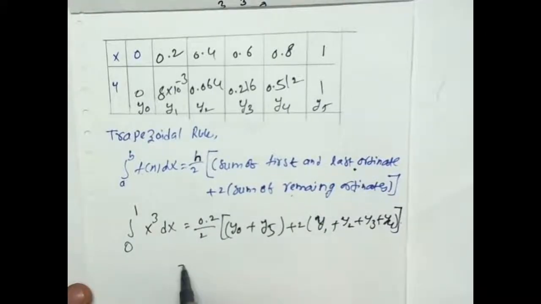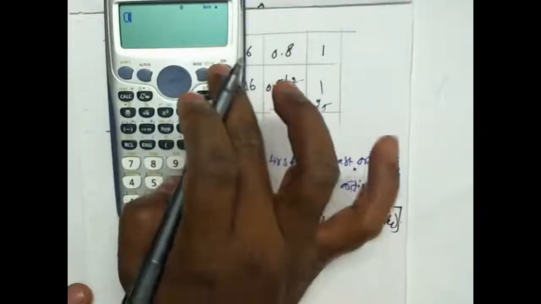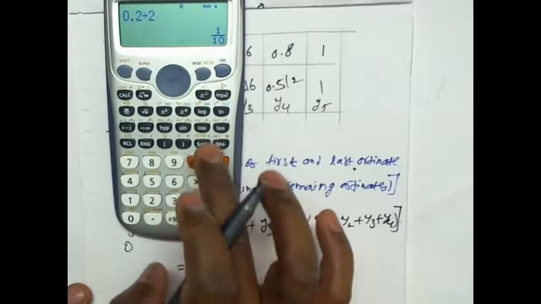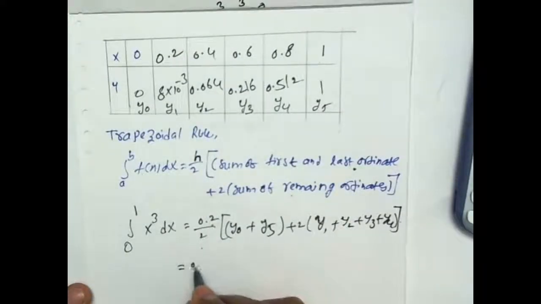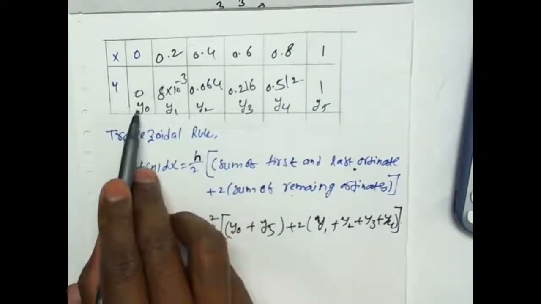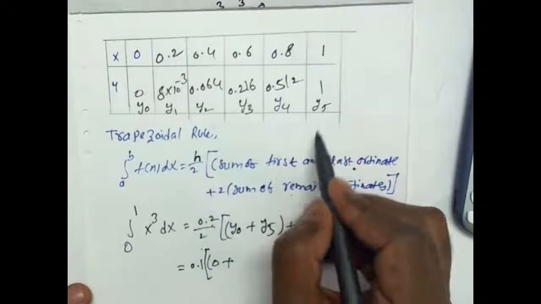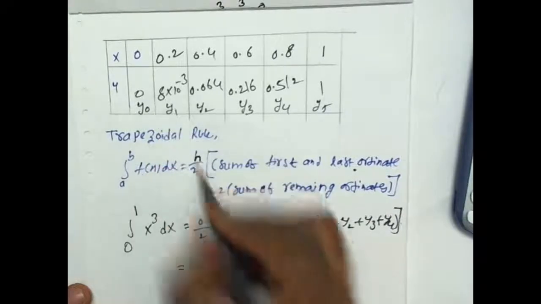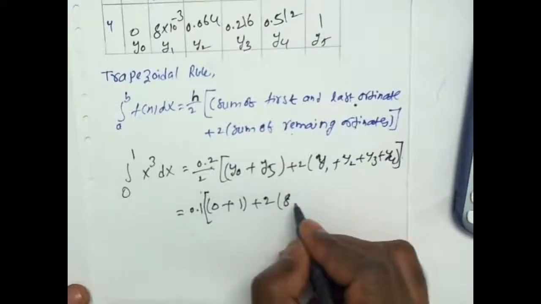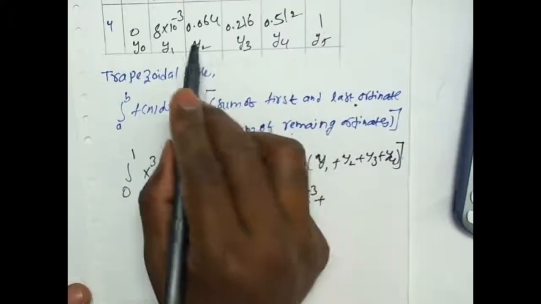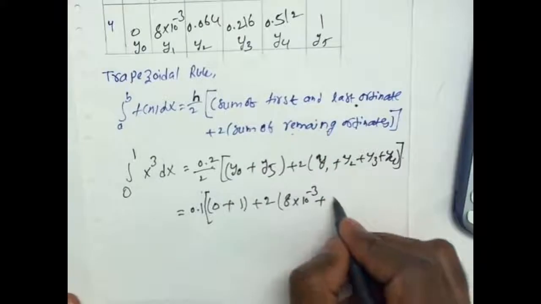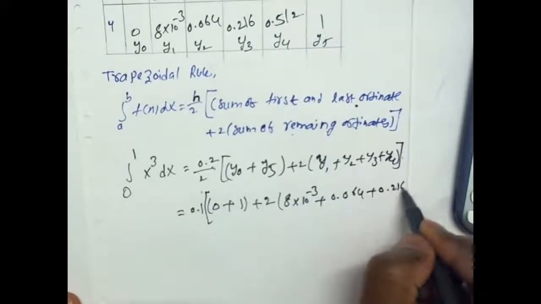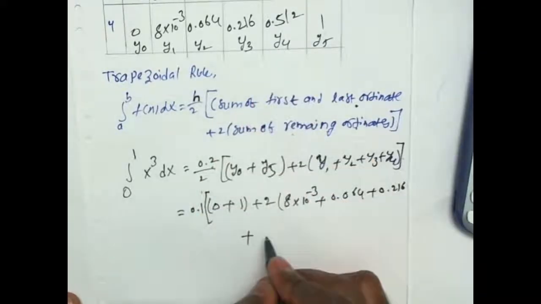Now that equal to 0.2 by 2, how much? 0.1. 0.1 times brackets: y naught value is 0, plus y5 value is 1, sum of first and last. Plus 2 into y1, y1 is 8 into 10 power minus 3, plus y2, y2 is 0.064, plus y3, y3 is 0.216, plus y4, y4 is 0.512.